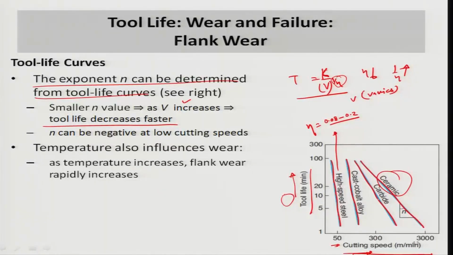So, once again just trying to reiterate here that as the n decreases and 1 by n increases, a smaller amount of variation in V would result in a larger amount of variation in T, which actually is determinant of this tool life. So, n can also be negative at a low cutting speed, a situation where an increase in speed would also result if supposing n is very small and 1 by n is actually large. So, an increase in speed would result in increasing the tool life.